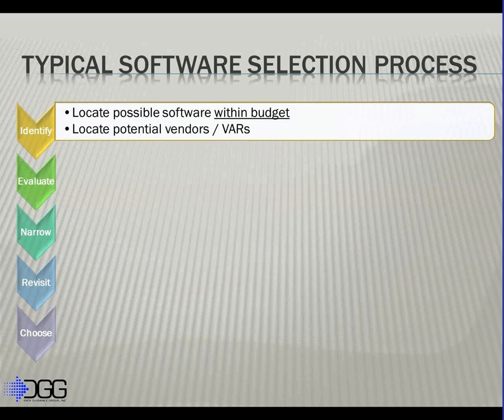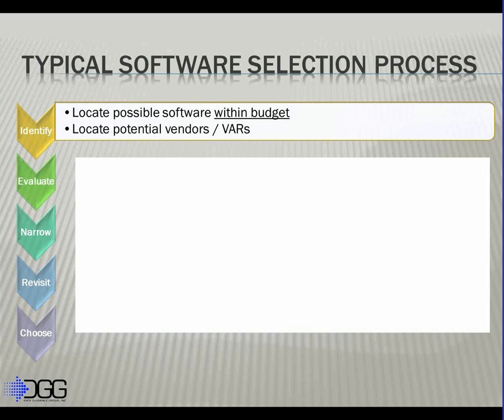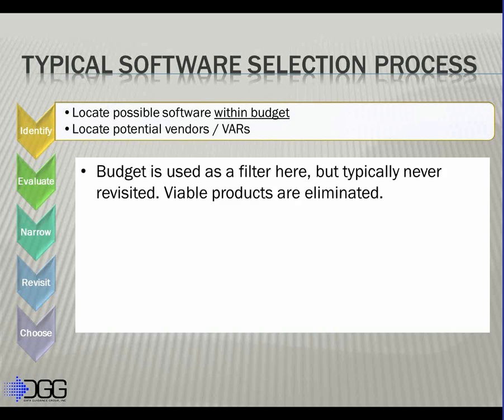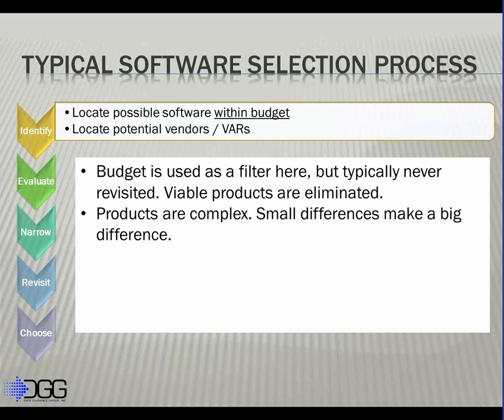When we start out looking for software within budget, there's several problems. We're using budget as a filter, but we typically never come back and revisit the products we eliminated because of budget, even when we have changed the budget significantly. And I'll give you an example of that when we get down to the last step that I just saw with the client. The second thing about this is that the products are very complex, and small differences can make a big difference in the impact at the end.